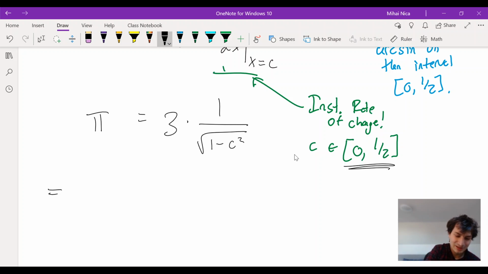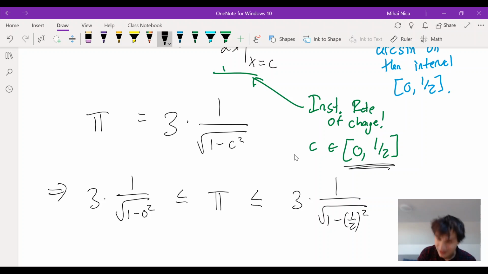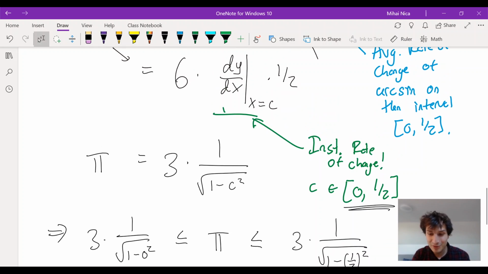There are 2 possible bounds for this thing. This means, therefore, because the function 1 over square root of 1 minus c squared is a strictly increasing function, the smallest possible thing that could happen is c equals 0, and the largest possible thing that could happen is c equals a half. So pi is definitely in between 3 times 1 over square root of 1 minus 0 squared, and on the other hand, it's definitely less than 3 times 1 over square root of 1 minus a half squared, like this.